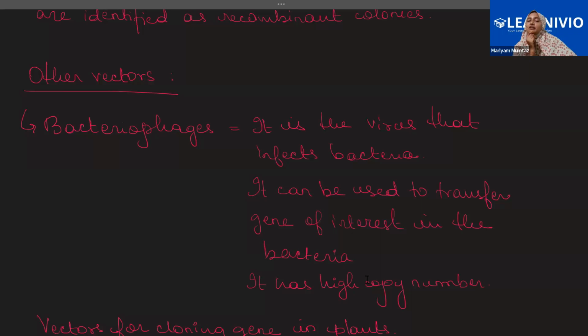Now, these bacteriophages can be used to transfer the gene of interest in bacteria. Because if you link the bacteriophage with the gene of interest that you have taken out, and you send that bacteriophage into bacteria, then just like how it has a property of dividing a lot, it will divide. And then the gene of interest will also divide along with it. Clear?